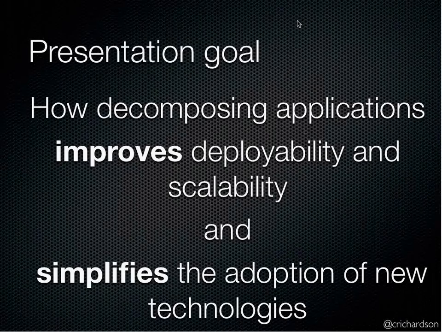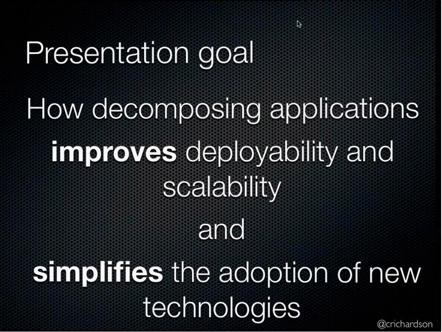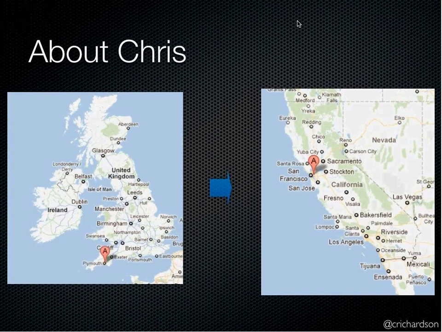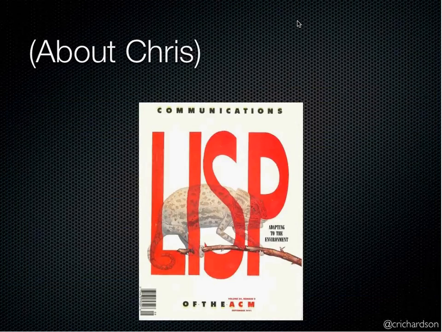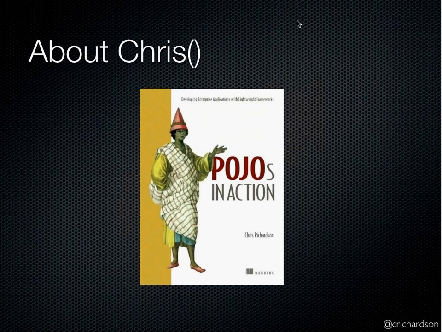But before we get into that, just a little bit about me. I actually grew up in England and then moved to the San Francisco Bay Area 23 years ago. I got my start in programming writing Lisp systems back in the late 80s. Lisp, of course, being one of those early dynamic, functional, and object-oriented languages. And then eventually I ended up in the world of Java, and about 8 years ago now, I wrote the book POJOs in Action, which is all about how to build enterprise apps with Spring and Hibernate, which back then were radical new technologies, which today we pretty much take for granted. They've become de facto standards.